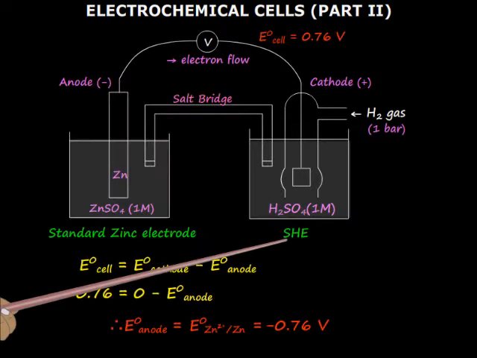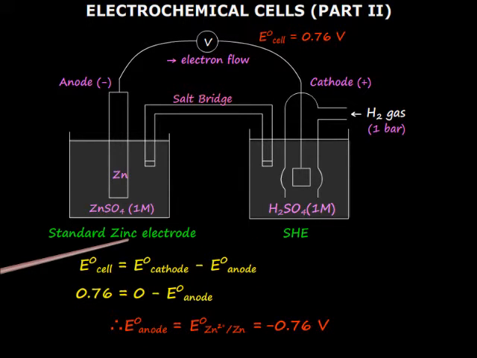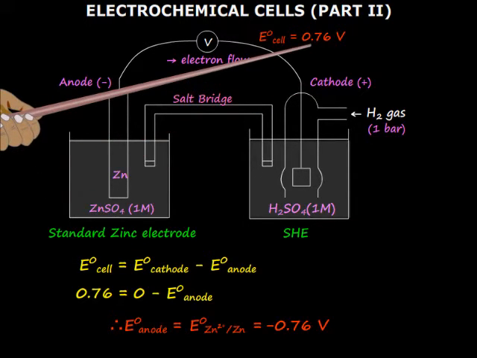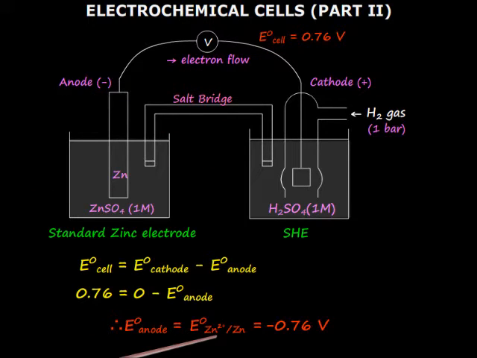When SHE is coupled with zinc-zinc ion electrode under standard conditions, the SHE acts as cathode and the cell potential is measured to be 0.76 volt. The standard reduction potential of the zinc-zinc ion electrode is calculated to be minus 0.76 volt. The standard reduction potential of electrodes, or simply the standard electrode potentials, are listed in this table.